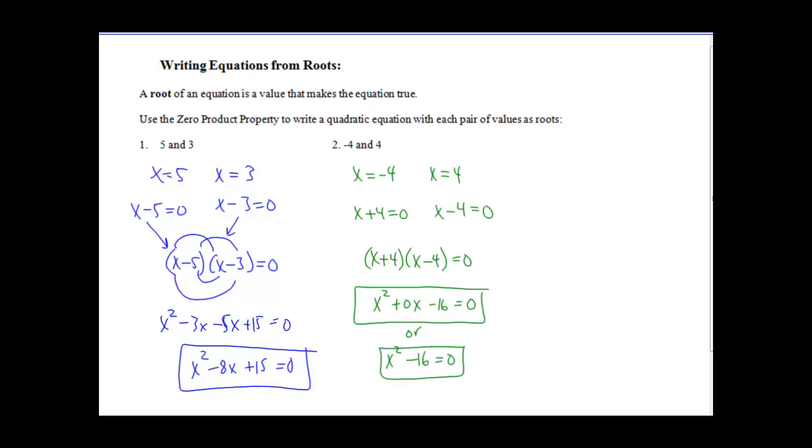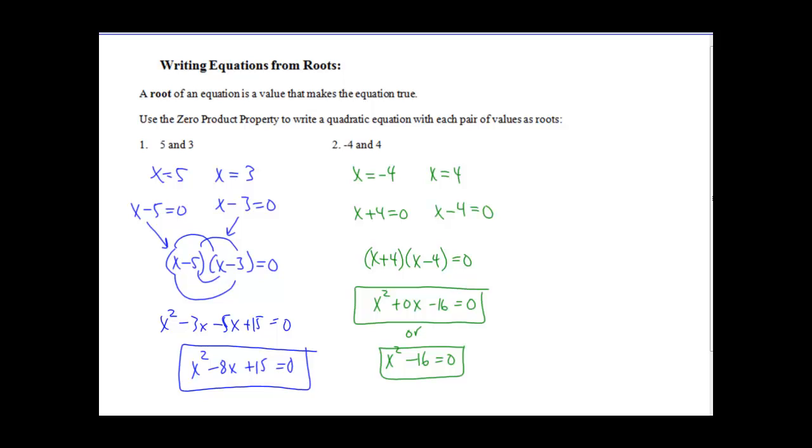If you notice, we have x squared minus 16 equals 0. So we set negative 4 and 4 equal to x. We moved both negative 4 to the left and 4 to the left, and you get x plus 4 equals 0, x minus 4 equals 0.